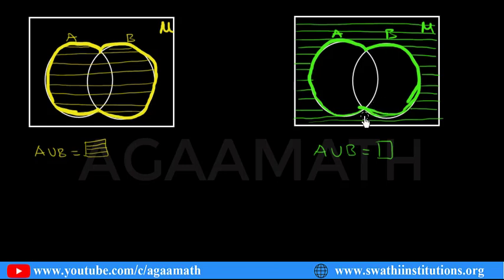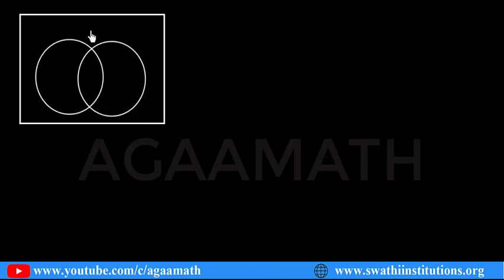Similarly, let us see what A intersection B is. Obviously this is mu, this is A, and this is B. How do you shade the region of A intersection B? Intersection means common. This is only the common region of these two sets. So this shaded region is A intersection B.